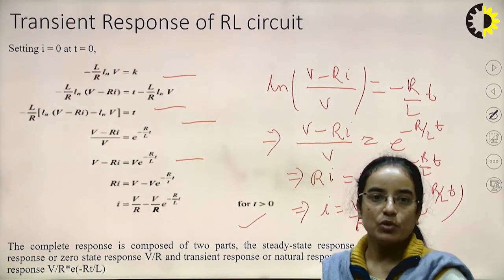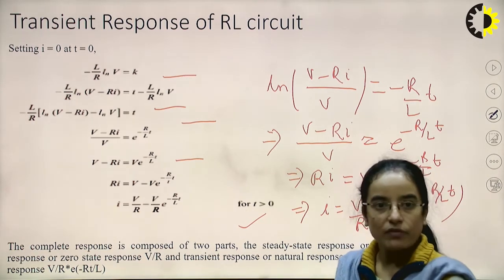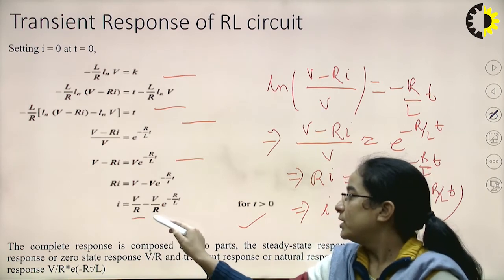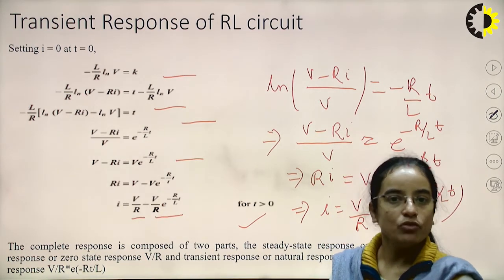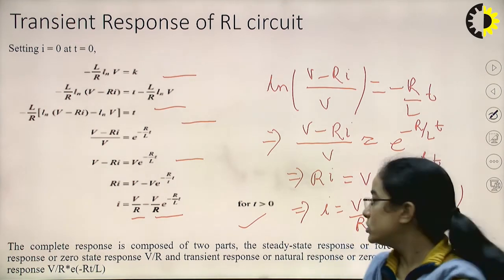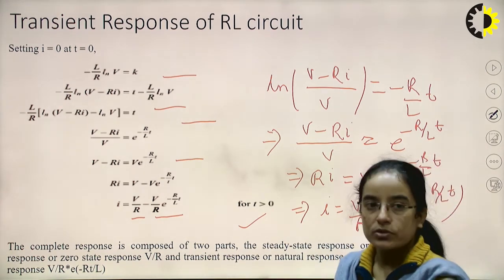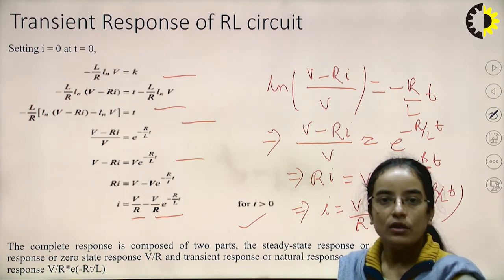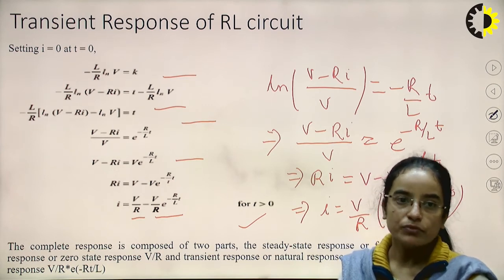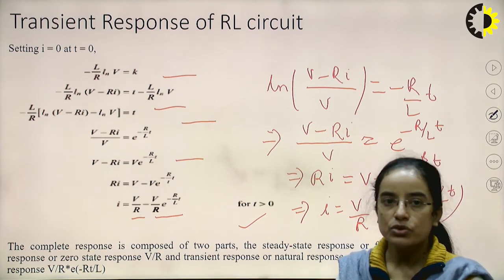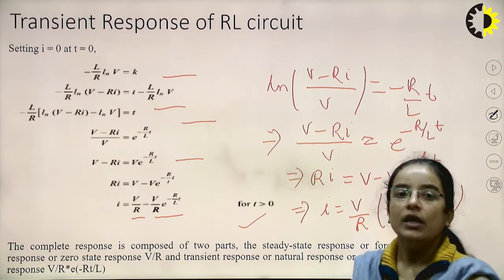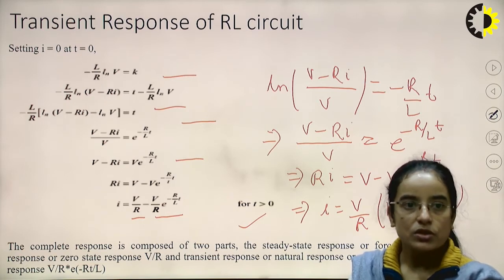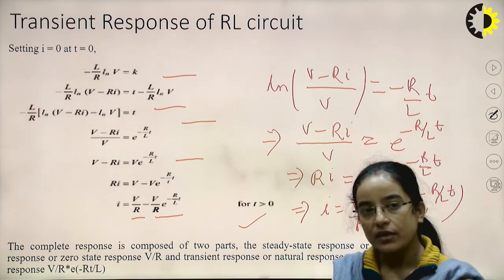This is the complete response, and we can see there are two parts: V by R, and minus V by R into e to the power minus R by L into T. The complete response here has two parts: the steady state response, or forced response, that is V by R, and the transient response or natural response, which is minus V by R e to the power minus R by L into T.